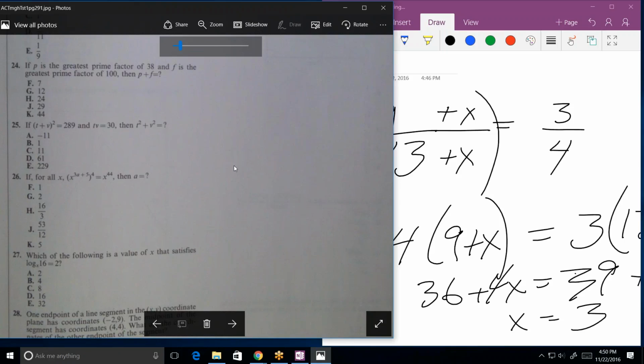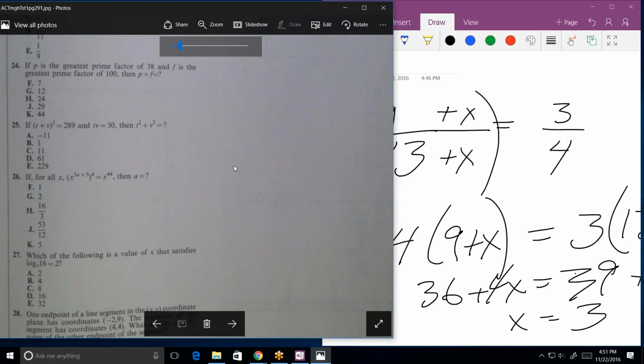If P is the greatest prime factor of -38, and F is the greatest prime, what? There's no negative in front of the 38? You said of -38? Oh, I'm sorry. It's okay. What exactly is prime factor again? Prime factor is a factor that is a prime number. In other words, one of the factors of 38 is 19, right? It's 19 times 2. Yep. Well, 19 is a prime factor of 38. So is 2. Okay.